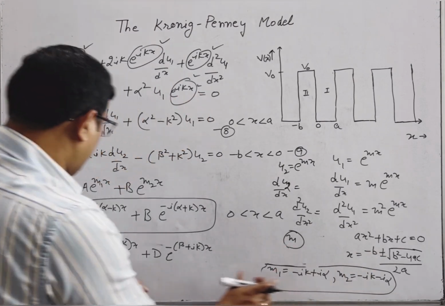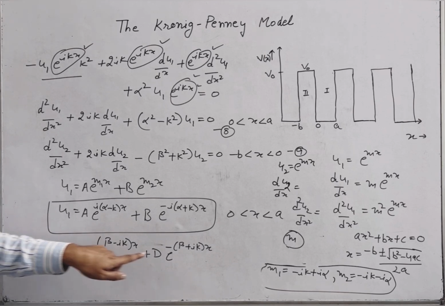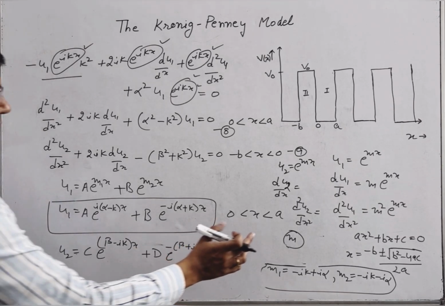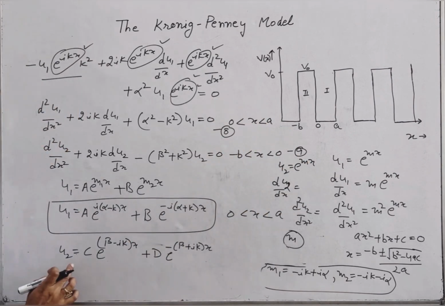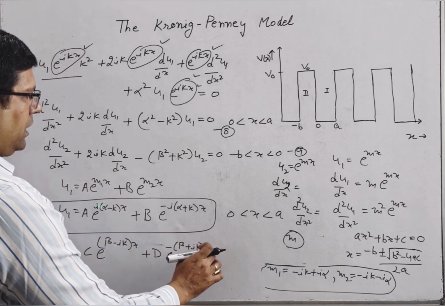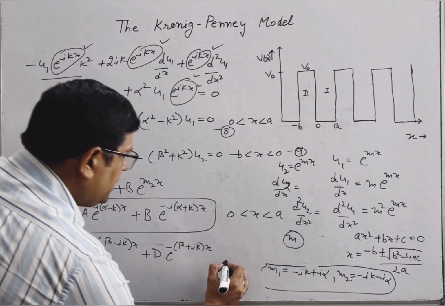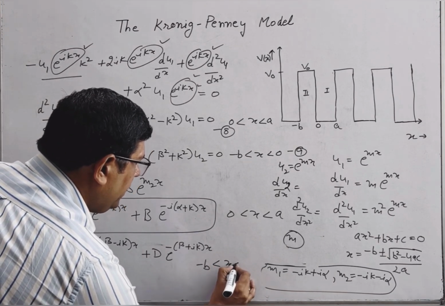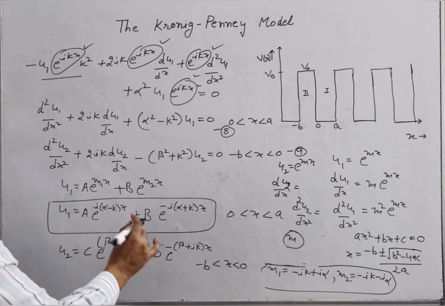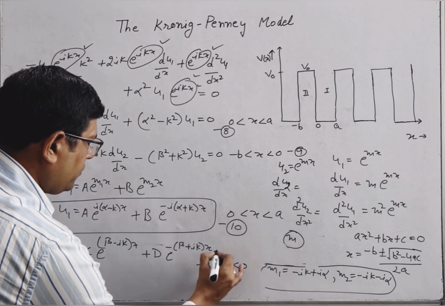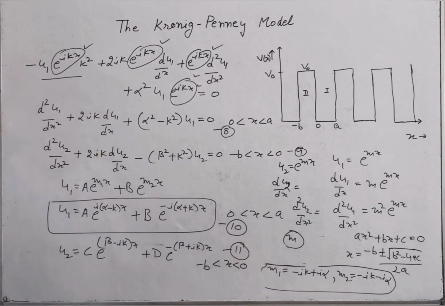There will be two roots, beta minus iota k and minus beta minus iota k. So by putting them again in the general solution we get u2 equal to c into e raised to power (beta minus iota k)x plus d into e raised to power (minus beta minus iota k)x. So this is for region two, where x lies between minus b to 0. This is equation number 10, and this is equation number 11.